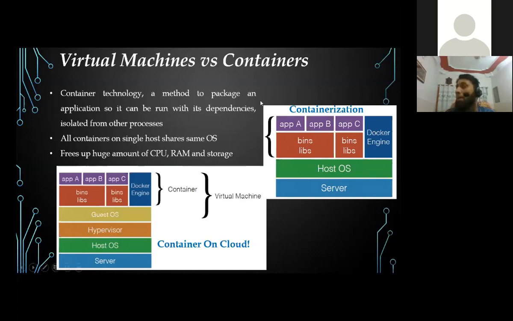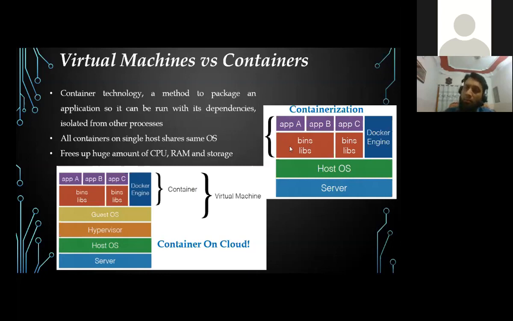On the other hand, each container, like this is one container and this is another container, only has the application installed and some libraries or binary files. You can see sometimes a container has one application and one library. Sometimes a container could be a combination of two. A container can contain more than one application.